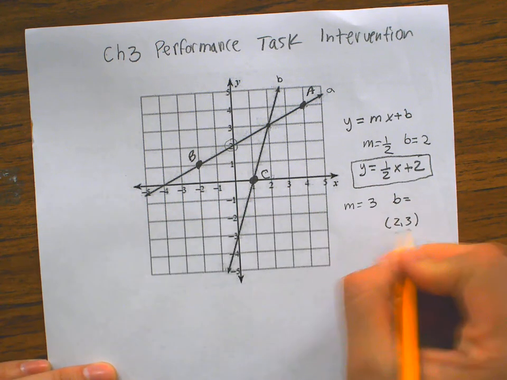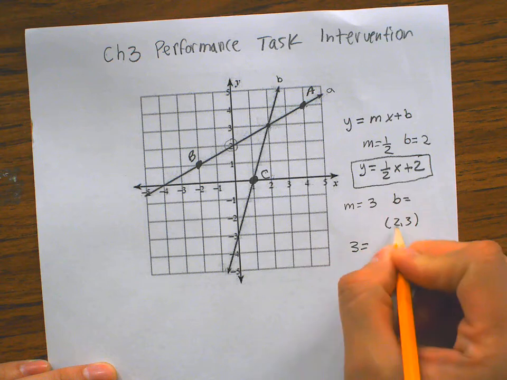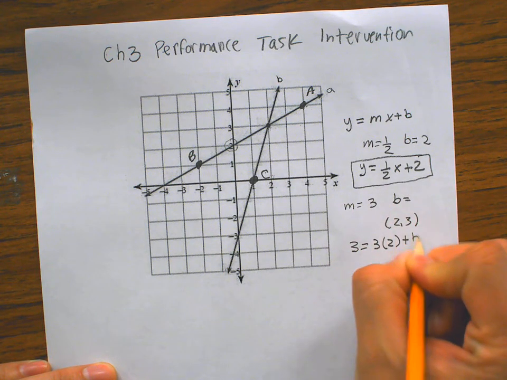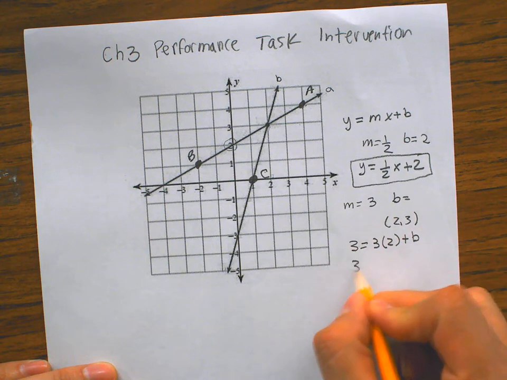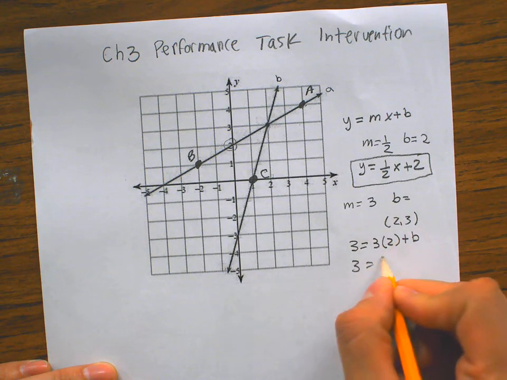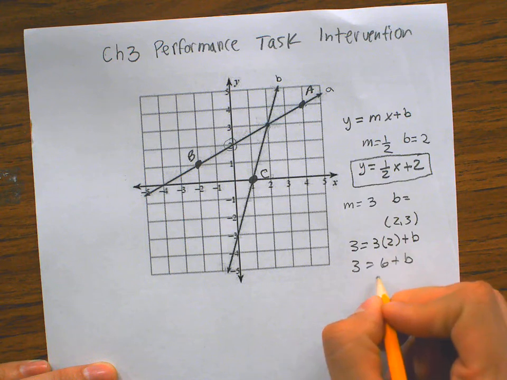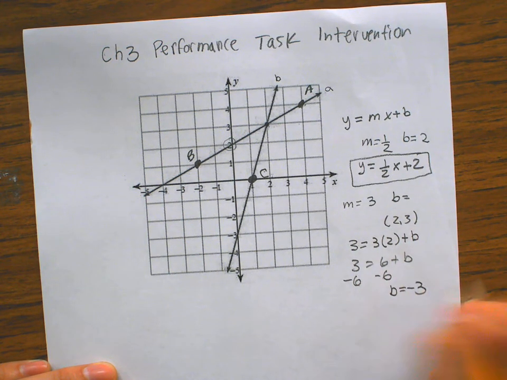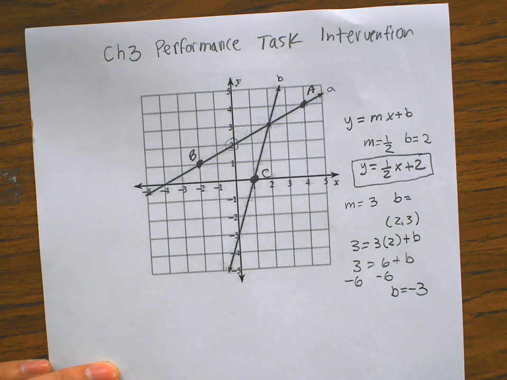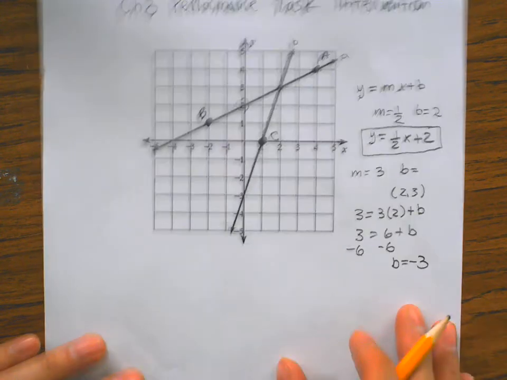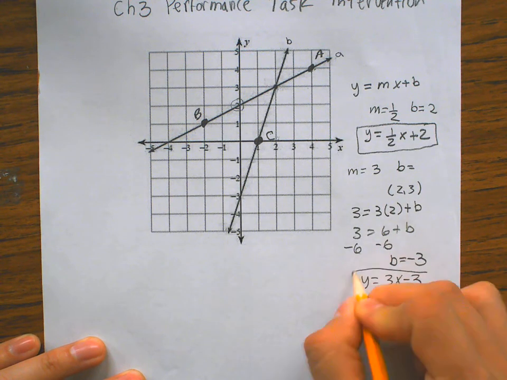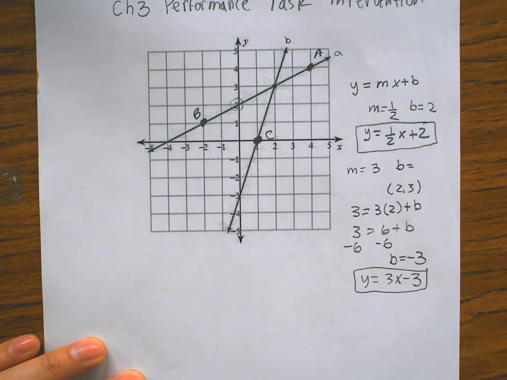So the y value is going to be 3. The slope is going to be 3 also. The x value is going to be 2, and then plus b. That right there is going to give me 6, and when you subtract 6 from both sides, you're going to see that it's going to go to -3. So the equation of that line is going to be y equals 3x minus 3. And that is how you find the equation of a line given a graph.